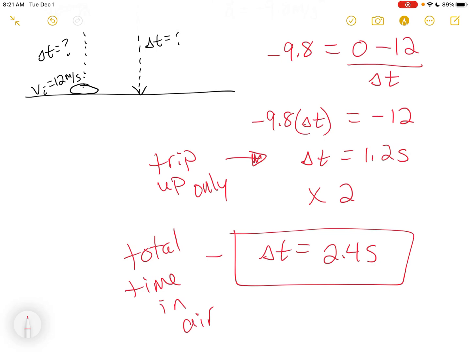All right, so that is the end of this video lesson for acceleration and acceleration due to gravity. There is some practice posted for you, so you have some practice to do with acceleration and acceleration due to gravity.